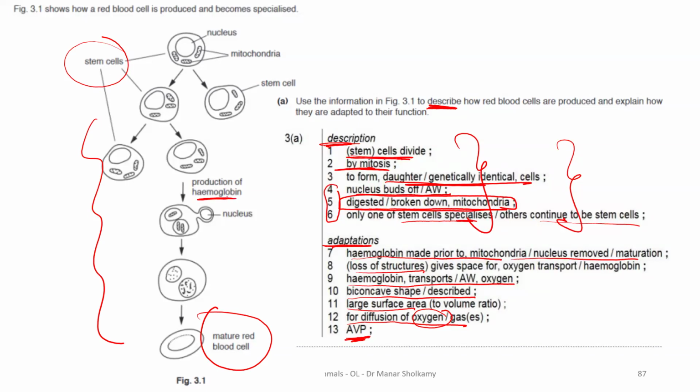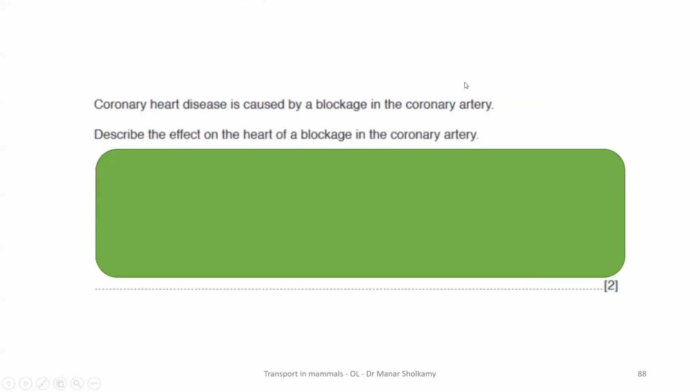That the hemoglobin was produced, the nucleus was removed, the organelles were removed, so that it changed from a stem cell to a mature red blood cell. Don't forget the description part, okay? And that's the same case when they give you a table or a graph: you have to use it and extract information from whatever they give you.